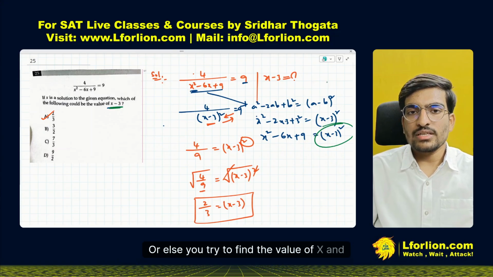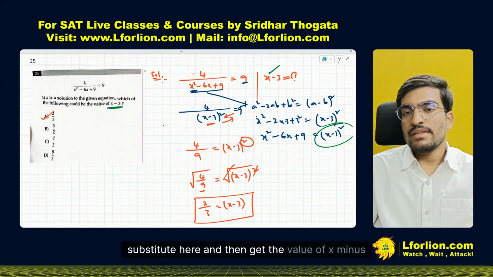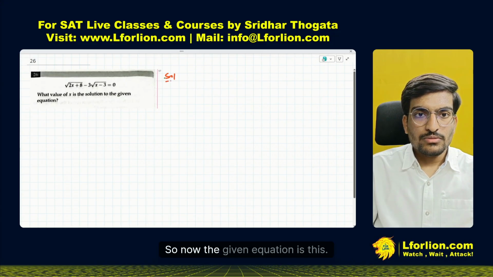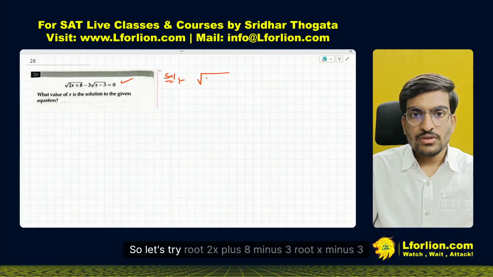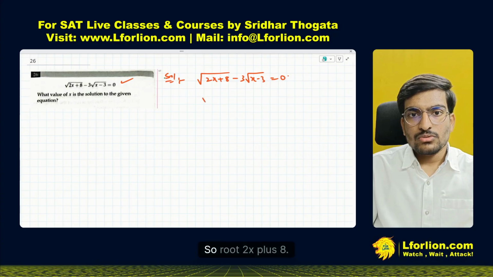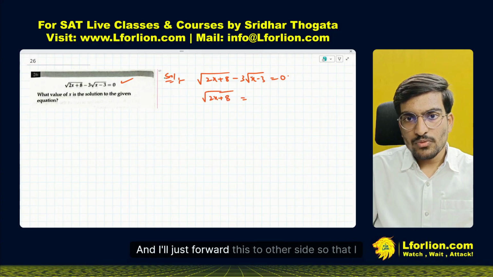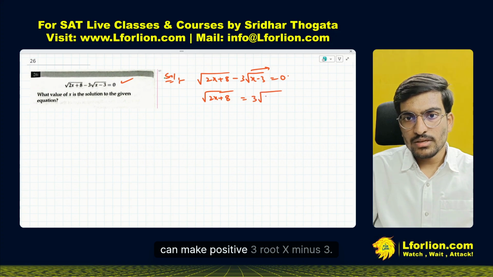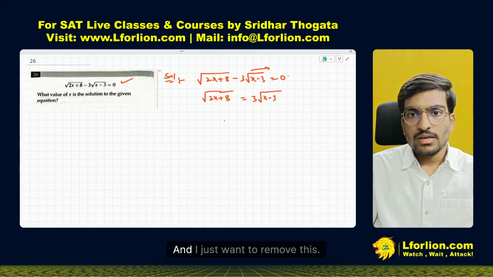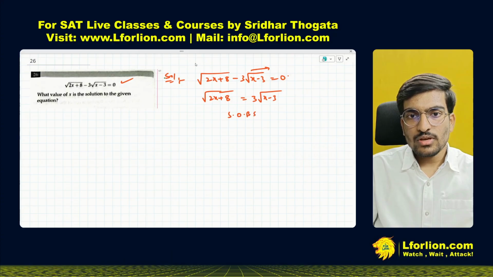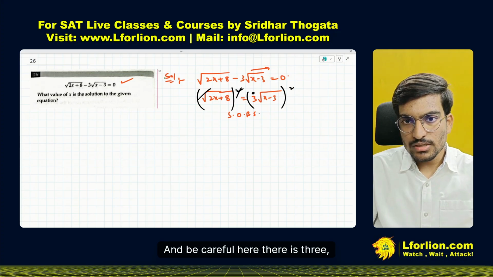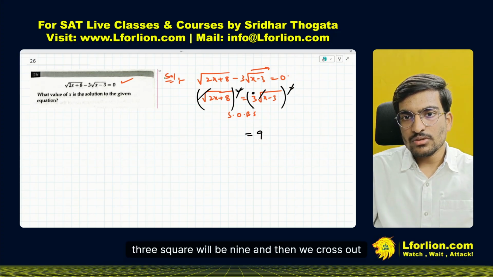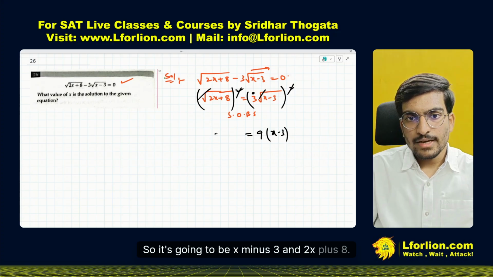Or else you try to find the value of x and substitute here and then get the value of x minus 3, if possible. So now the given equation is this. What value of x is the solution to the given equation? So let's try: root of 2x plus 8 minus 3 root of x minus 3 equals 0. So root 2x plus 8, I'll just forward this to the other side so that I make it positive 3 root of x minus 3, and I just want to remove the roots by squaring on both sides. Be careful here, there is 3, so 3 square will be 9, and then we cross out the roots.